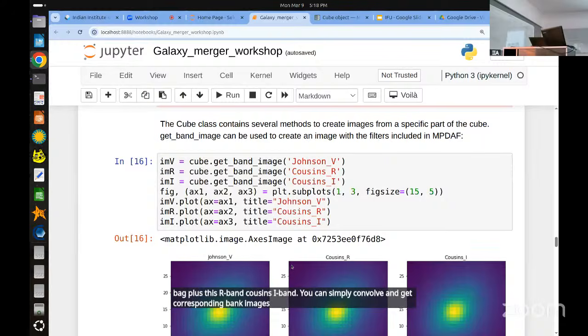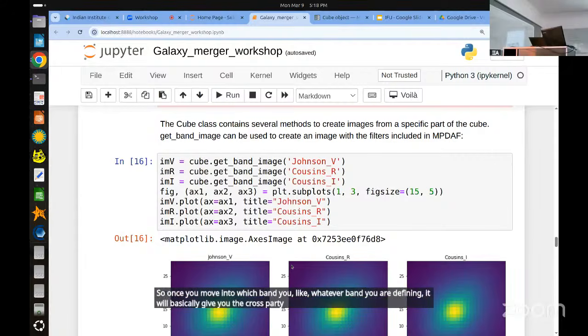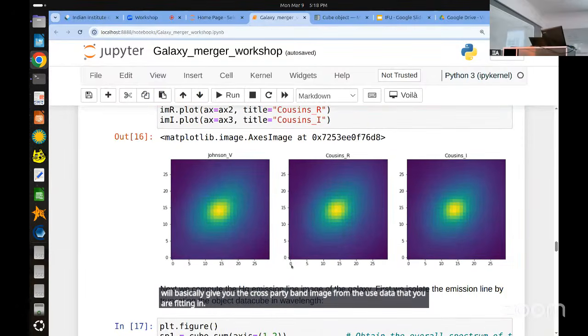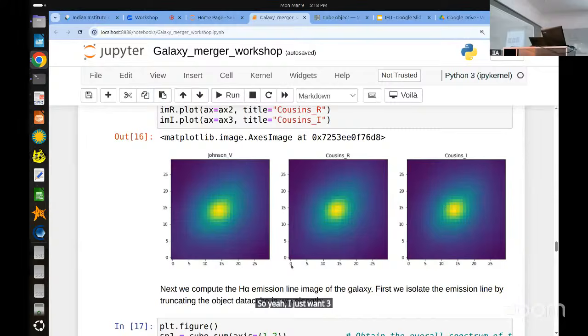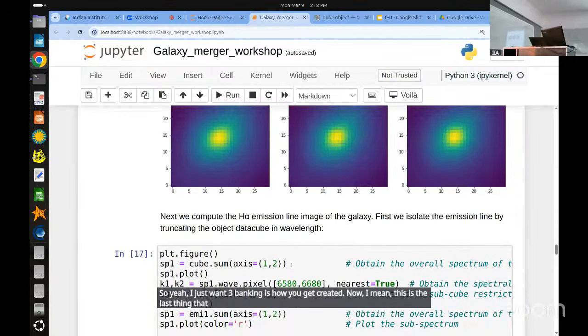So it has the information of the response curve of the corresponding band. So once you know which band you are defining, it will basically give you the corresponding band image from the cube data that you are fitting in. So here I have just shown three band images, how you can create them. Now the last thing that I will show is the H alpha emission line image.